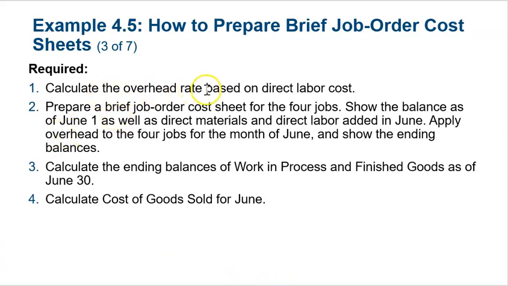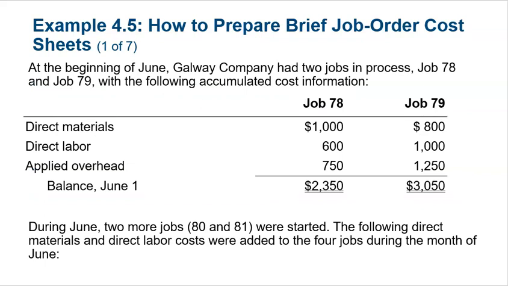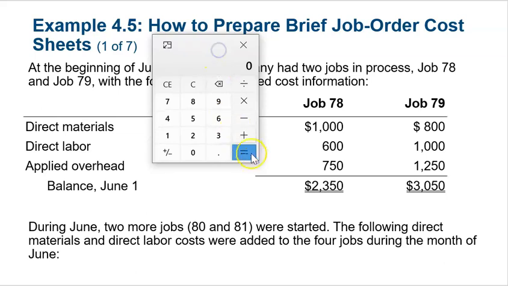Okay. So with that in mind, let's see what we have here. It says that they want us to calculate the overhead rate based on direct labor cost. Well, let's see here. We can actually do this by going back over here to our beginning slide. They want us to calculate overhead based upon direct labor. Now, if we notice here, we've got direct labor in job 78 and 79 both. So we've got direct labor of 600 and we've got applied overhead of 750. This took place in, let's just say, May. And over here, we have direct labor for job 79 of 1,000 and we have applied overhead of 1250. Well, let's just see what we have here. Let's get a calculator and make it smaller. And then we're going to drag it over here. I want to show you something.